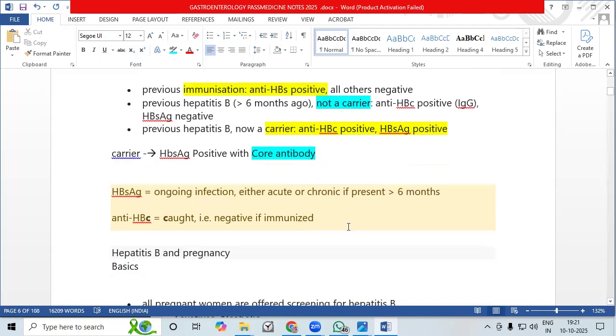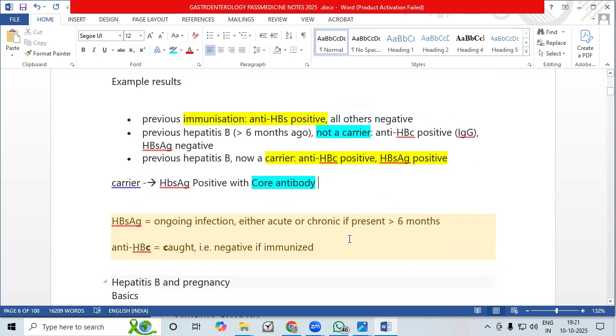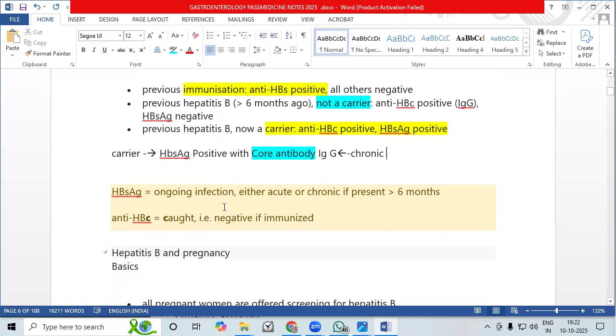I do have a doubt. If HBsAg is positive and core antibody is positive, so it would be a carrier, or we can also conclude that it is a chronic disease. This previous hepatitis B is a chronic disease if the patient has got IgG. Okay, then this is a chronic one. Is this clear now? Yes. So again, they're saying the same things.